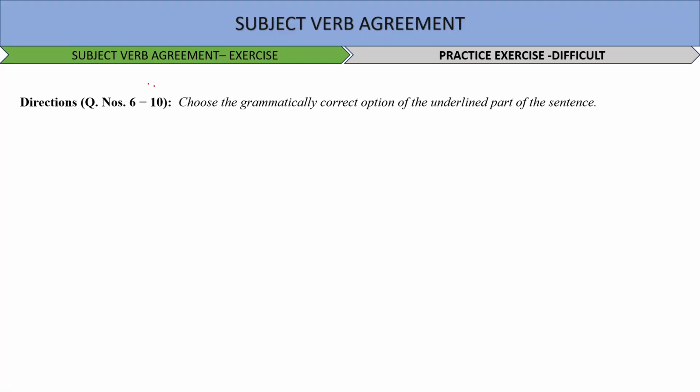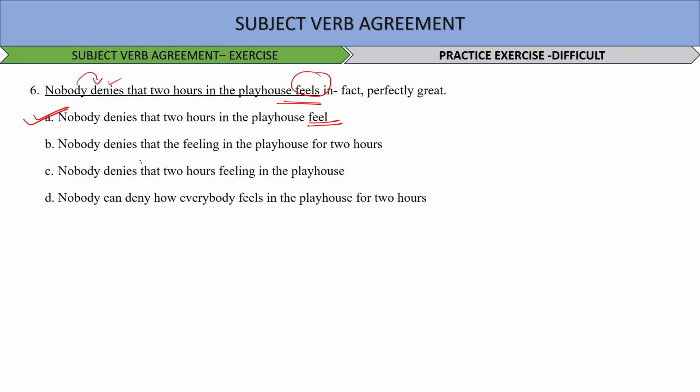Sentence number A, nobody denies that two hours in the playhouse feel. So again, this is correct, but here you see, nobody feels is the actual thing we want to say here. So it will be feel and not feels. So the correct answer is option number B. We found the answer in the first option only, because in this sentence we are talking about something else again. There's a rearrangement of words from here to there, which is not making an answer to the question. Okay.